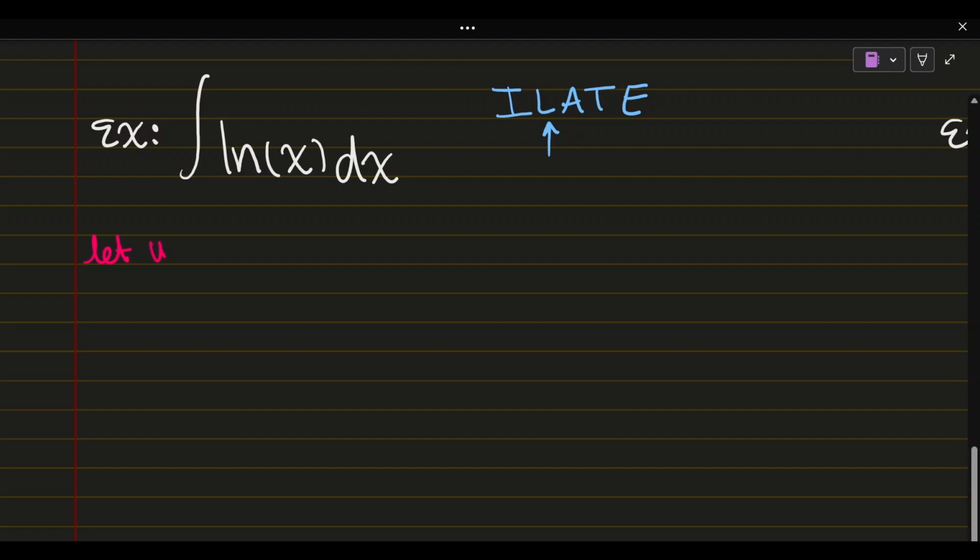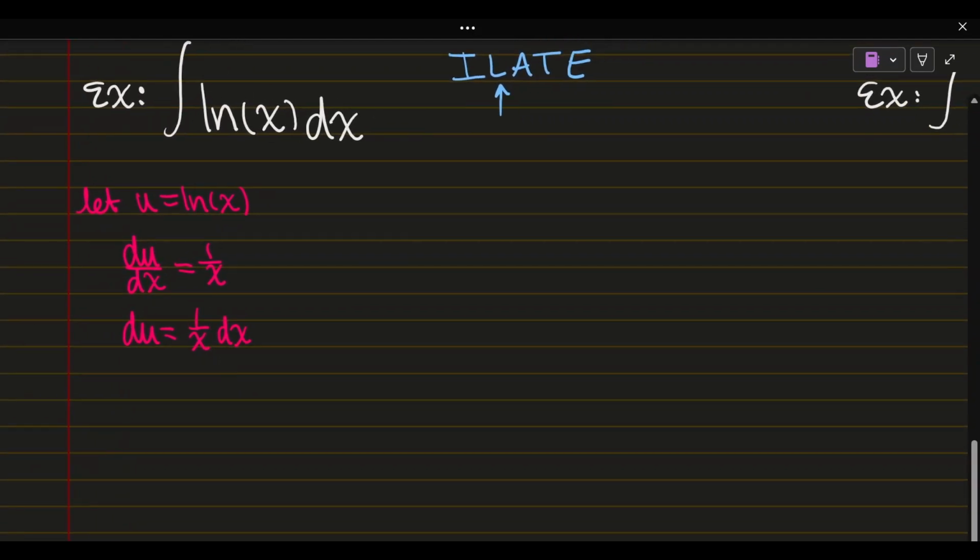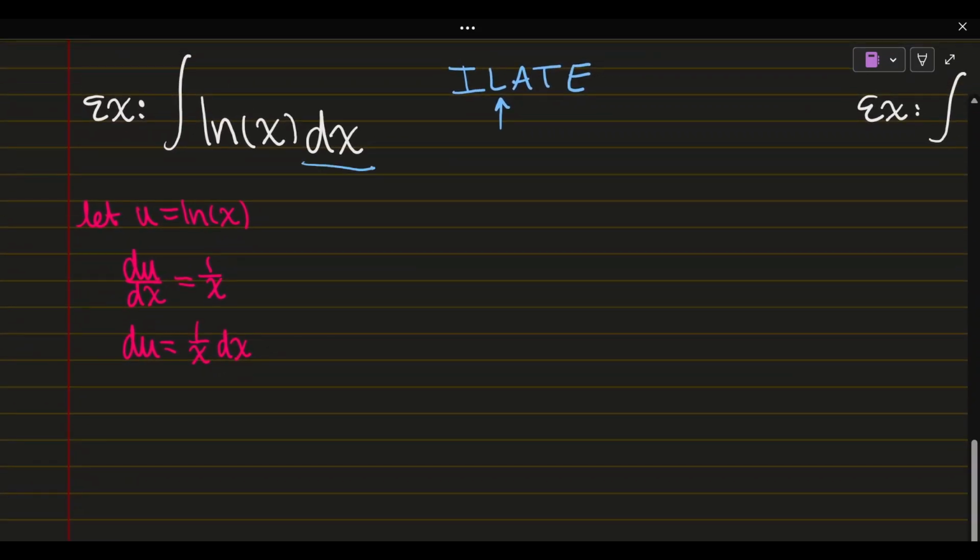So I will let u equal ln of x. Then du by dx will equal 1 over x. That is, du equals 1 over x times dx. Okay? Now, the rest of it is going to be my dv. So I'm going to let dv equal dx. Integrating both sides, I get that v is equal to x. Okay? Now, again, I'll name my integral I.